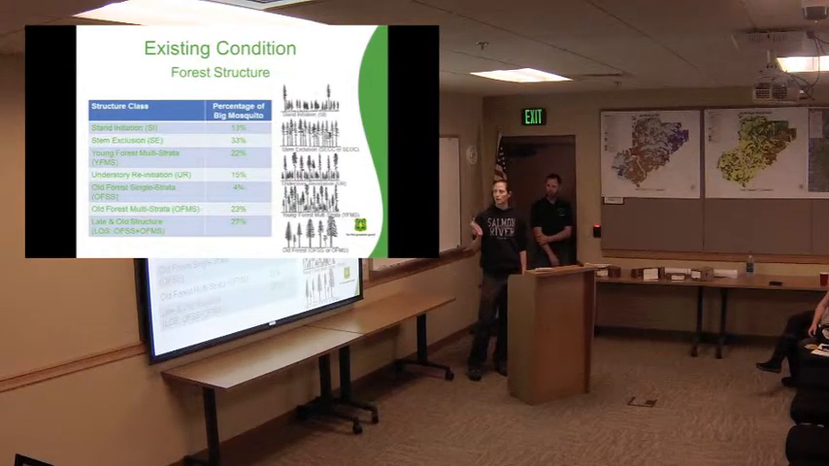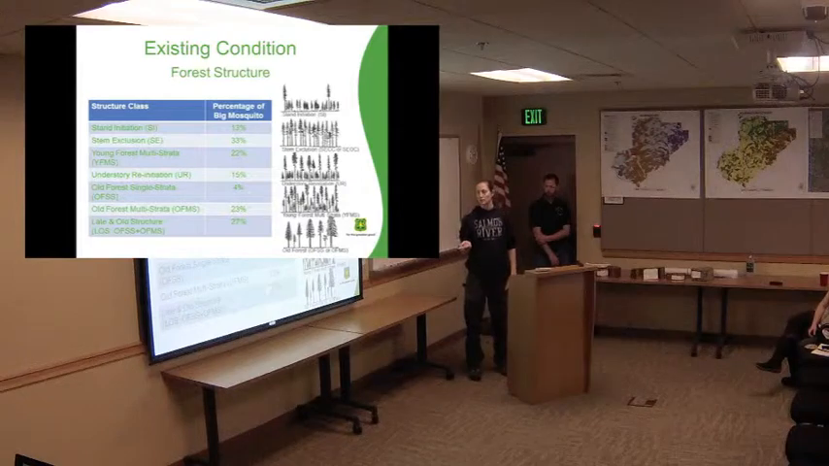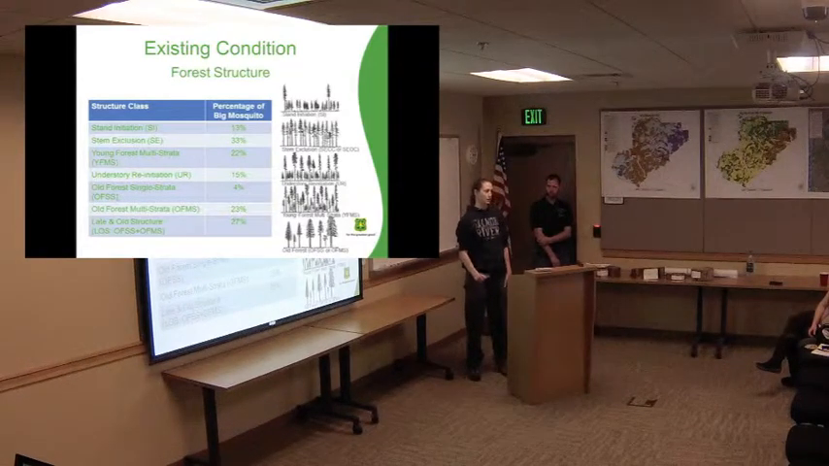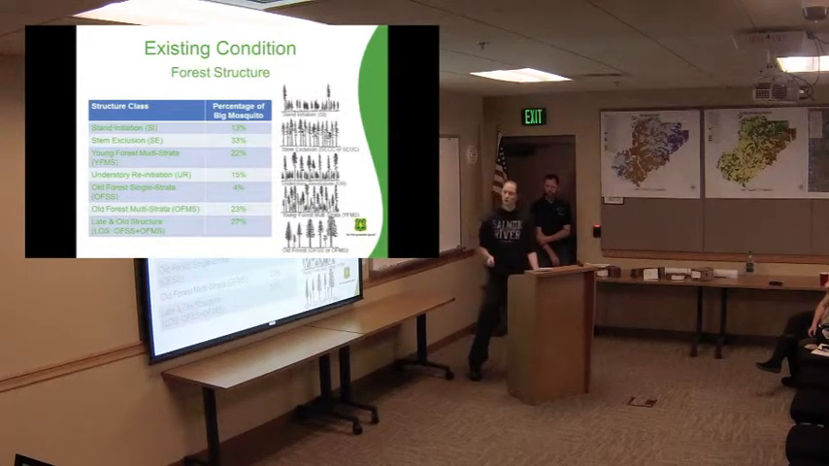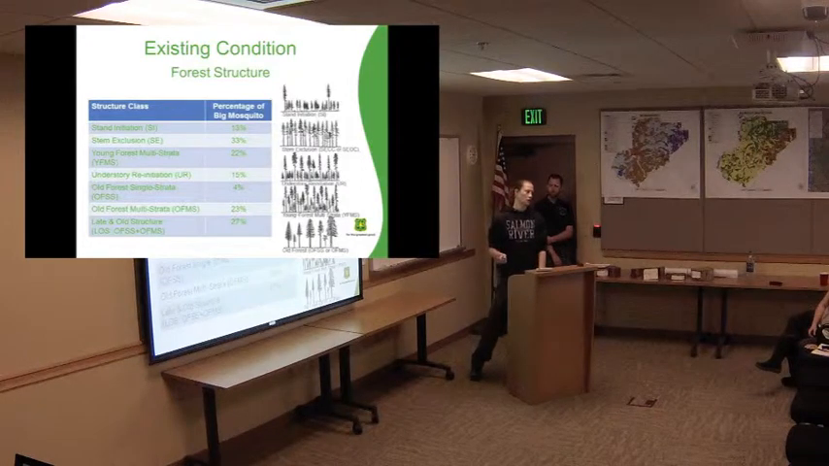The biggest thing to take note of on this slide is the latent old structure. We define latent old structure as old forest single strata and old forest multistrata, and approximately 27% of the project area is in that category. So there's a lot of big trees out there, basically.